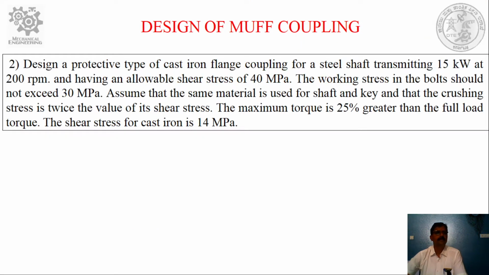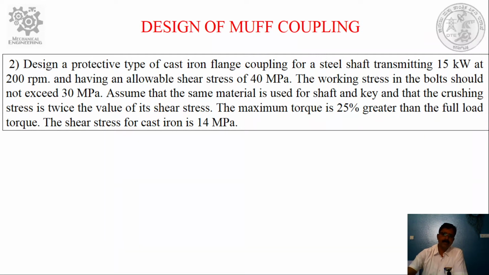Now, second problem. Design a protective type plane of cast iron flange coupling for a steel shaft transmitting 15 kW at 200 rpm and having an allowable shear stress of 40 megapascal. The working stress in the bolts should not exceed 30 megapascal. Assume that the same material is used for the shaft and the key, and that the crushing stress is twice the value of this shear stress. The maximum torque is 25% greater than the full load torque. The shear stress for the cast iron is 14 megapascal.